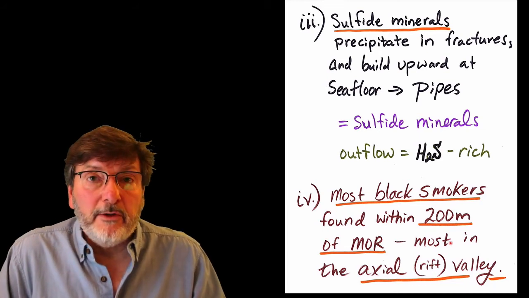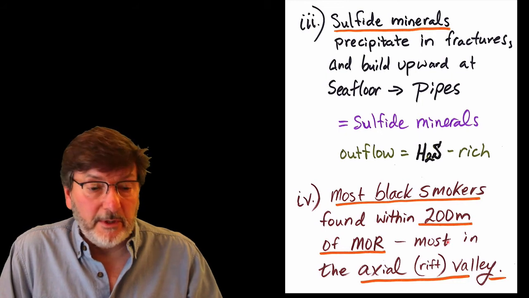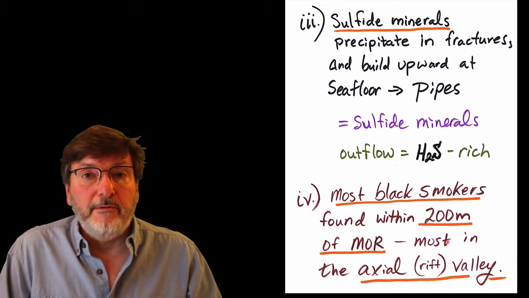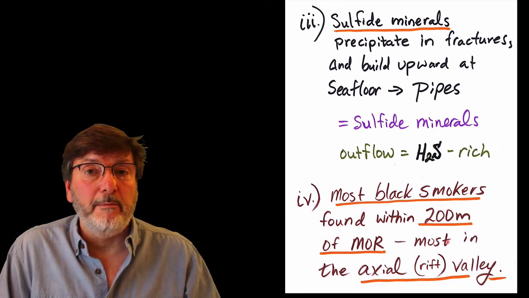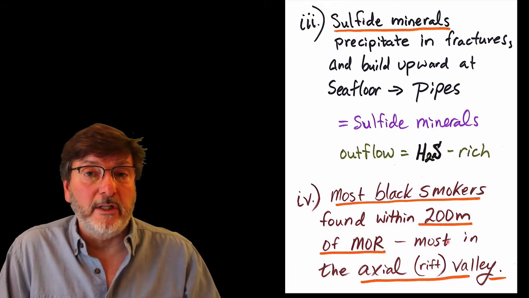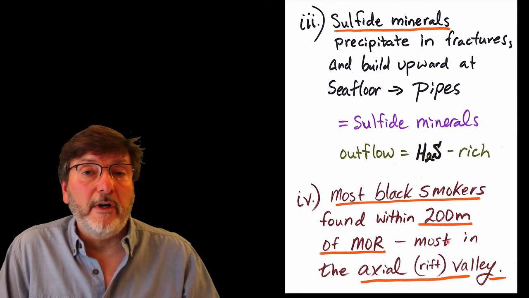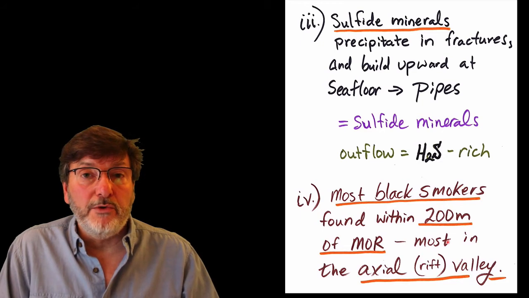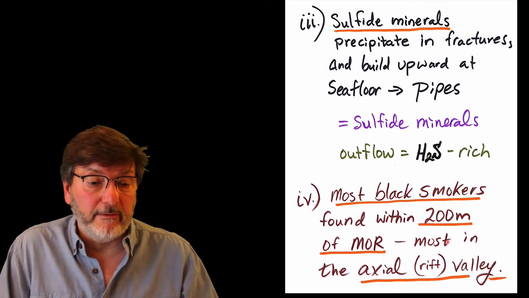So the sulfide minerals precipitate in fractures, and they build upward, and they form the pipes or chimneys, and the outflow is hydrogen sulfide rich. That's the reduced form of sulfur, sulfur with a -2 charge. It's been charged up with electrons in the alteration reactions at high temperature, and now that hydrogen sulfide is introduced into the oceans, which can be used, as you'll see in a little bit, as an energy source for life.